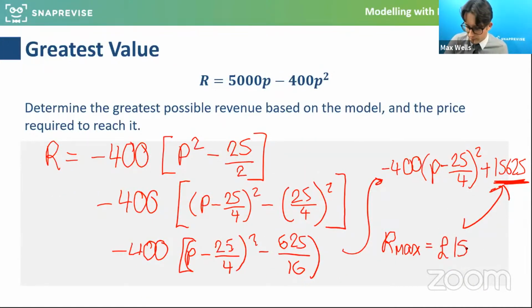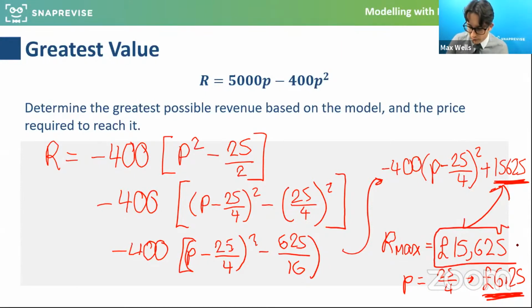Sorry, 15,625 pounds. And the value of P that allows for that revenue is this value here, 25 over 4. So that's when P is £6.25. So to maximize your revenue, you'd price it at £6.25, and the maximum revenue you'd get as a result of that is £15,625.